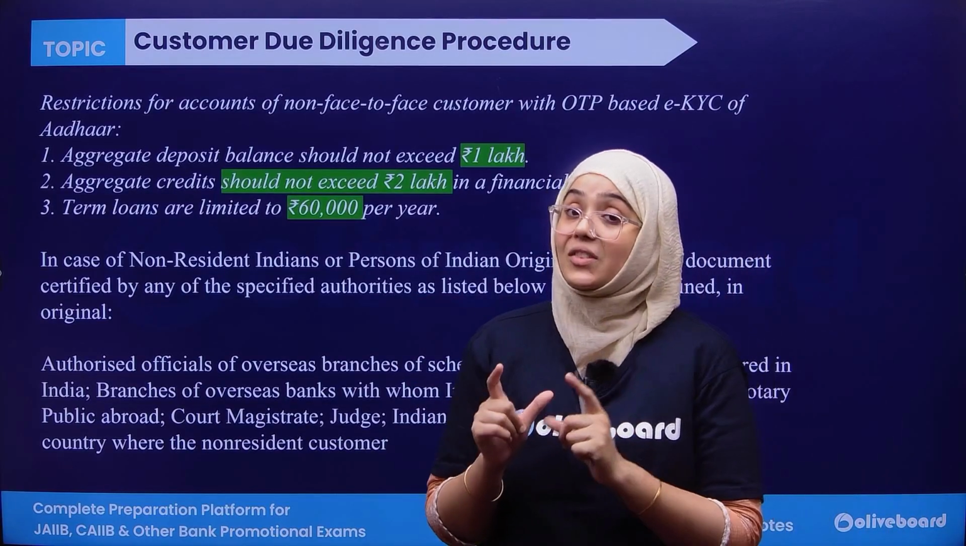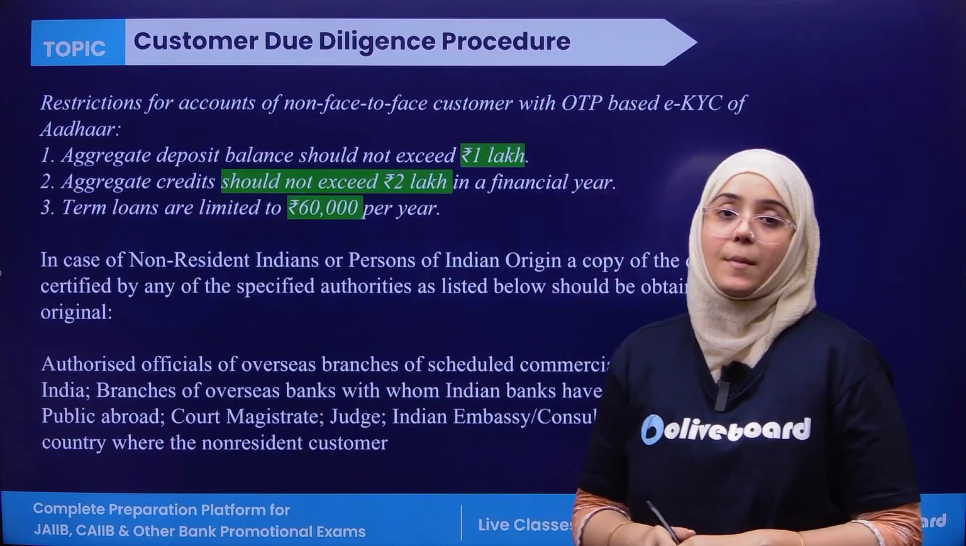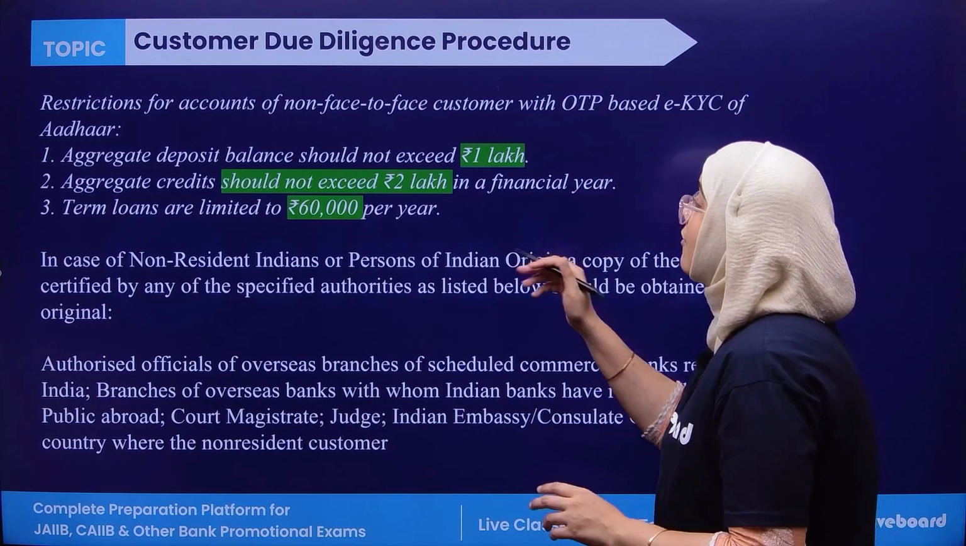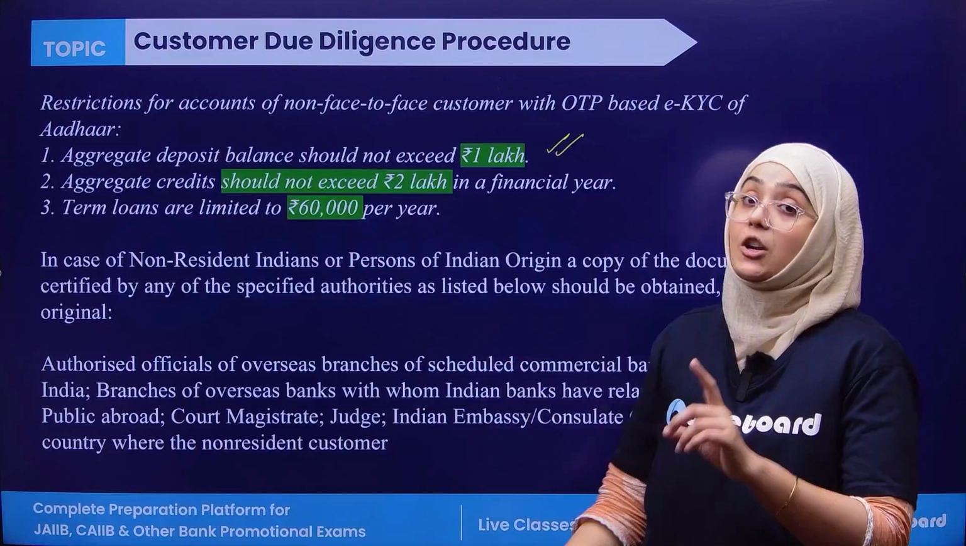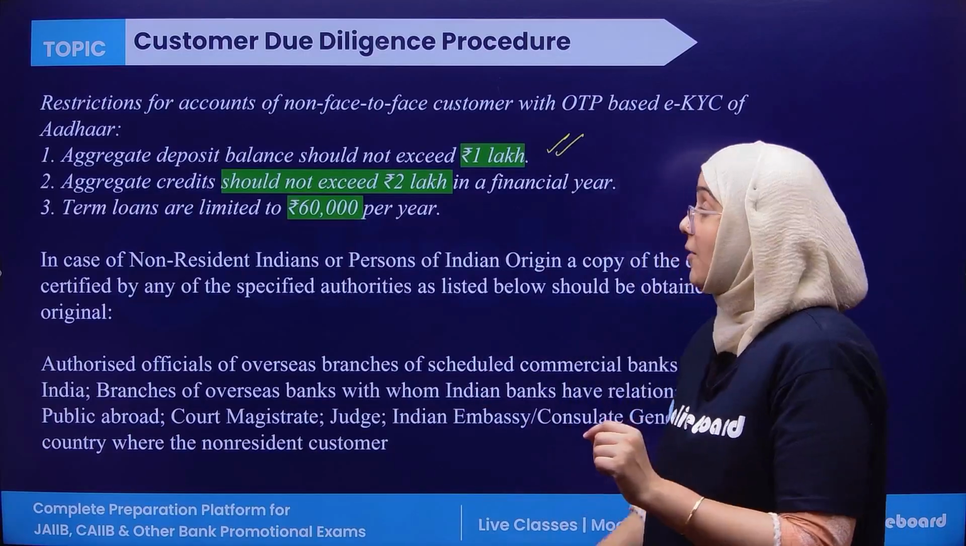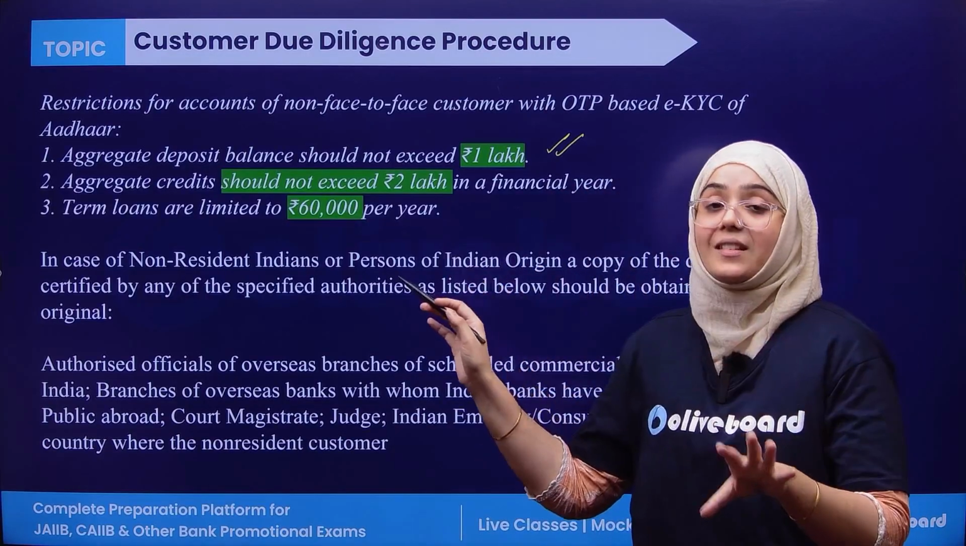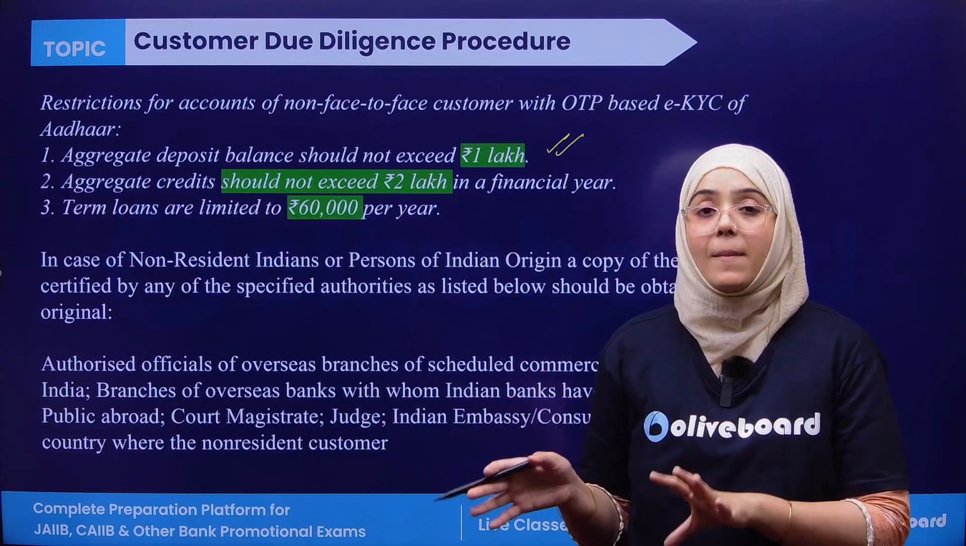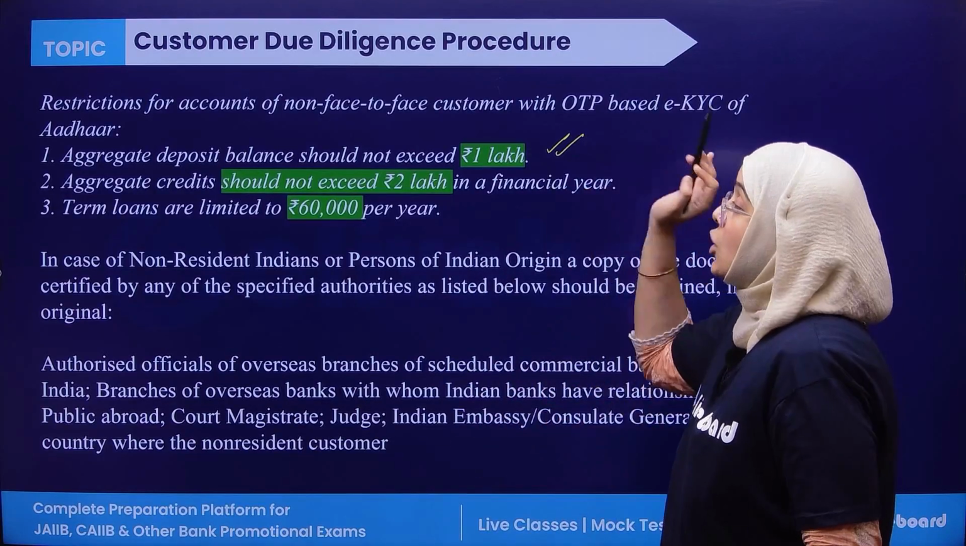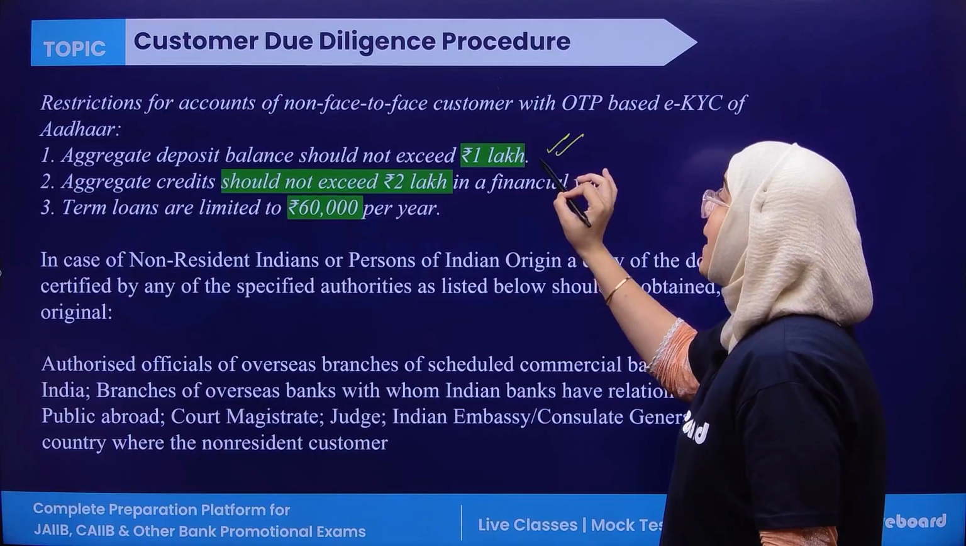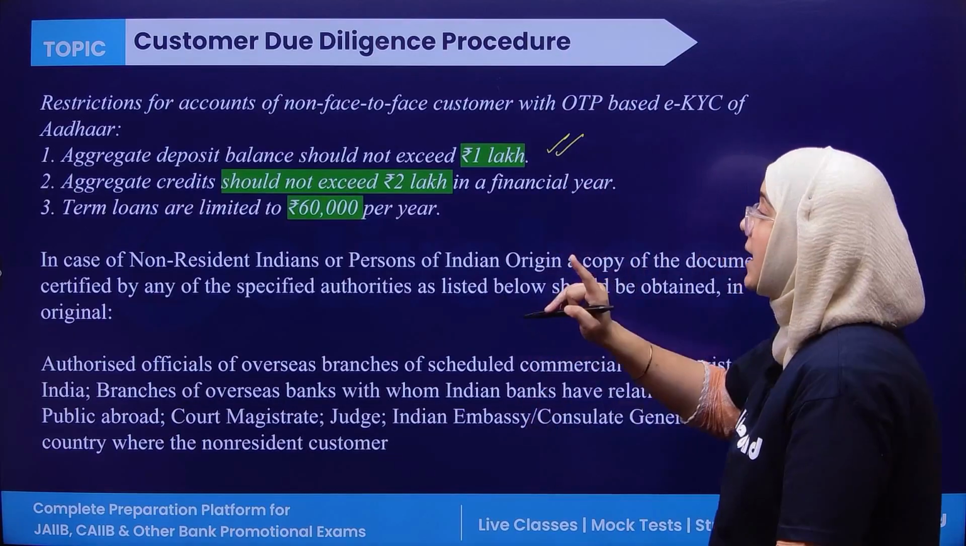Now there are certain restrictions for a non face to face customer. Now what are these restrictions? First of all, aggregate deposit balance shouldn't exceed 1 lakh. Means if you are a non face to face customer, you are just carrying out the activity on OTP based or electronically, then your aggregate deposit balance shouldn't exceed 1 lakh.